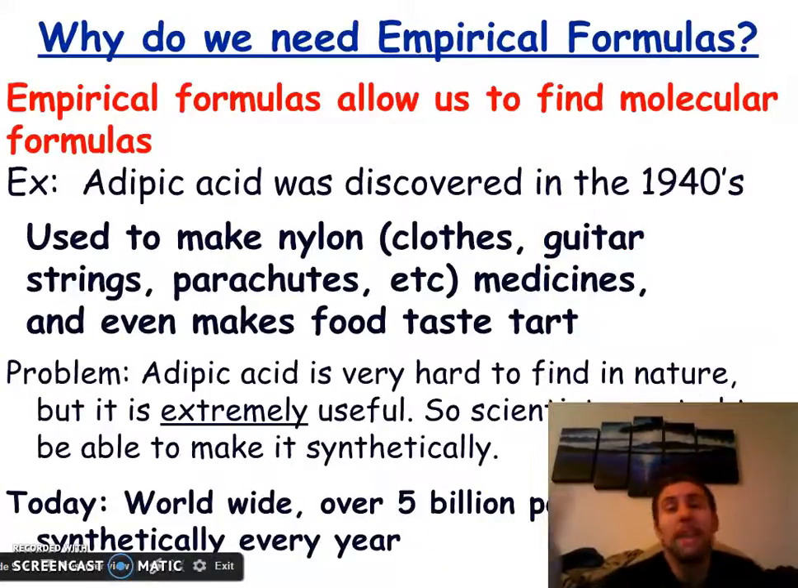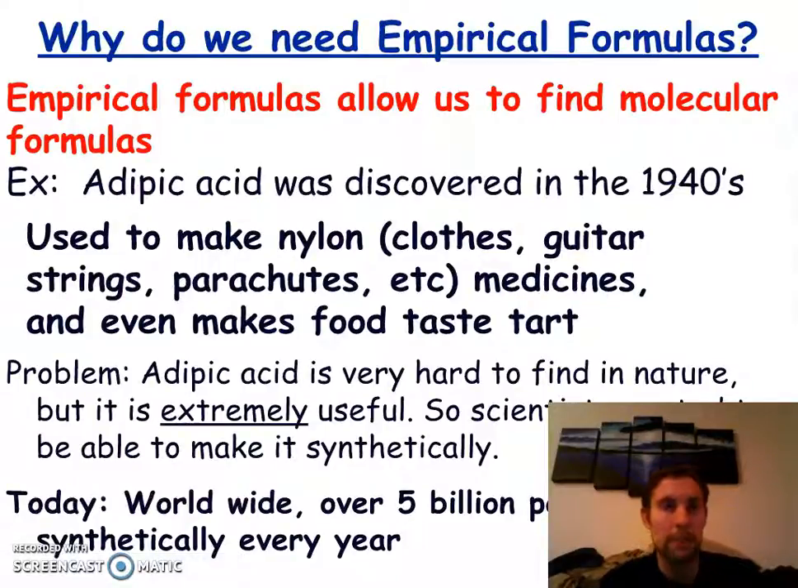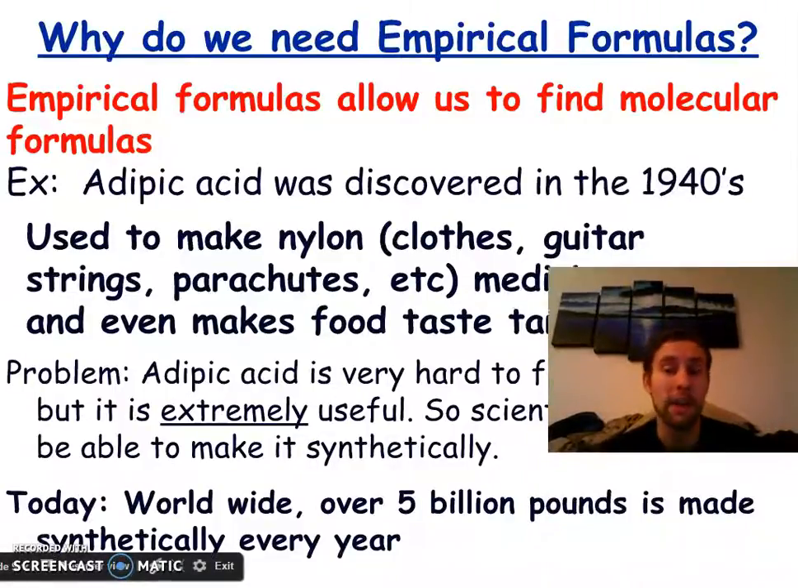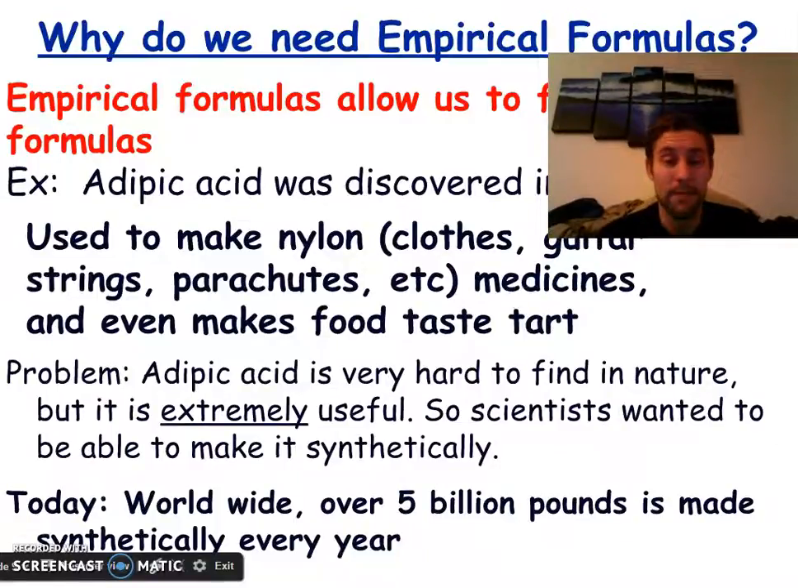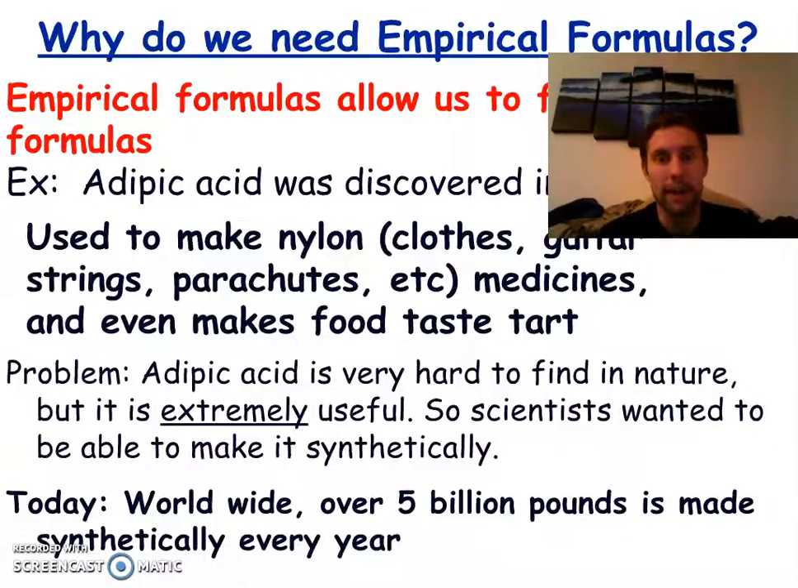Right. Why do we need empirical formulas? Well, they allow us to find molecular formulas, which is how we actually make compounds. So an example is something called adipic acid. It was discovered in the 1940s. It's used to make a ton of stuff. Nylons, like the nylons that women wear, plus also a thing on clothes, guitar strings, parachutes, a ton of fabrics and medicines, and it also adds that tart flavor to foods. Problem is, it's extremely hard to find in nature. It's not common. But it's used in so many things.